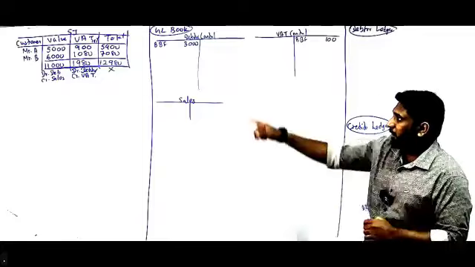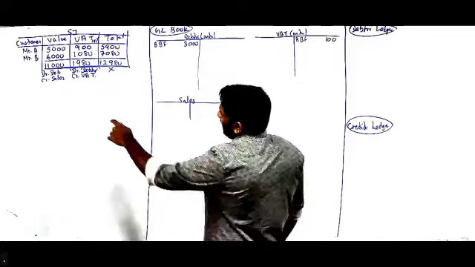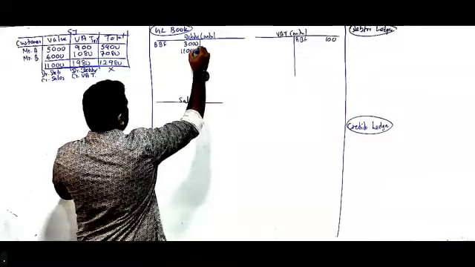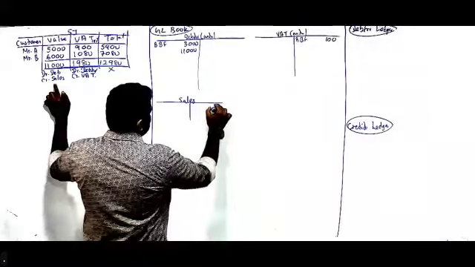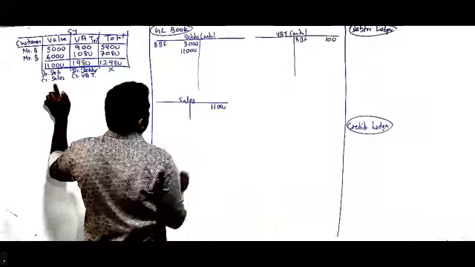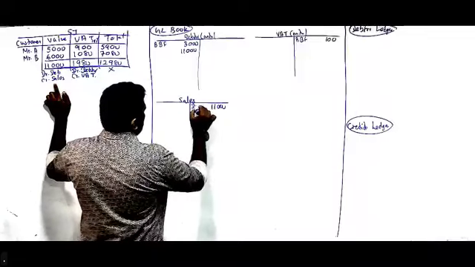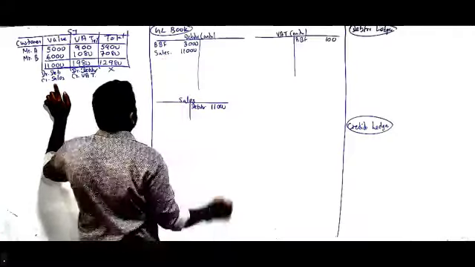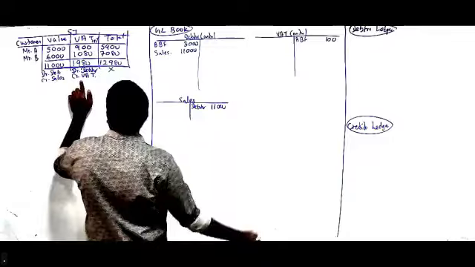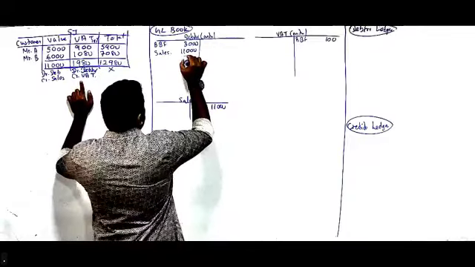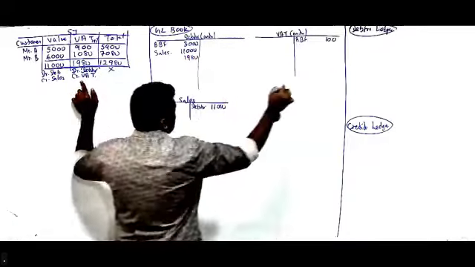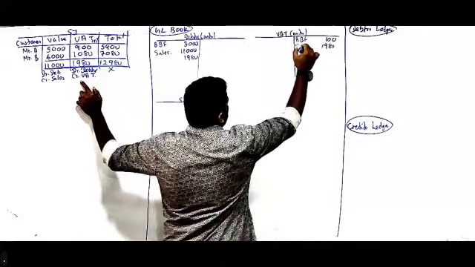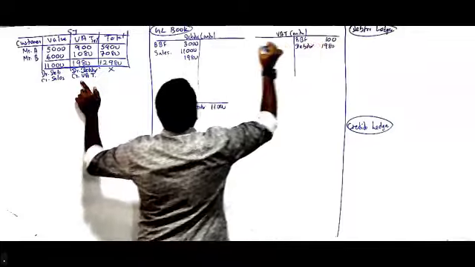Okay. First record the first double entry. Debtor account debit side 11,000. Sales account credit side 11,000. Here you write debtor, here you write sales. And the second one: debtor account debit side 1,980, VAT account credit side 1,980. Here you write debtor, and here you write VAT.